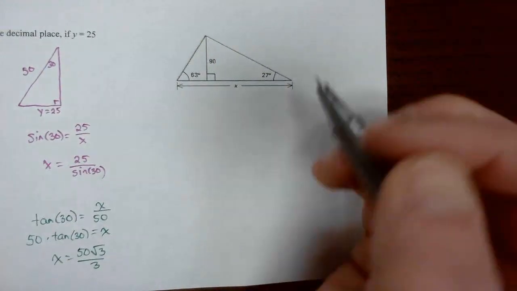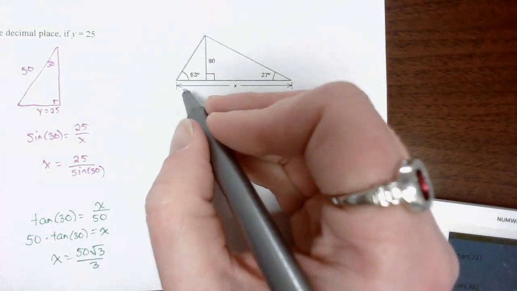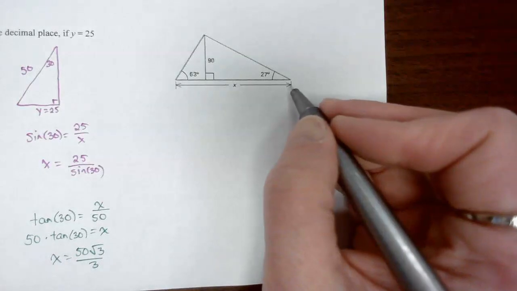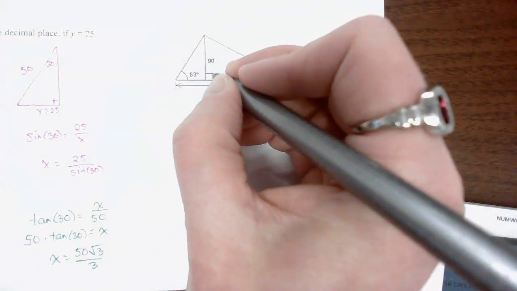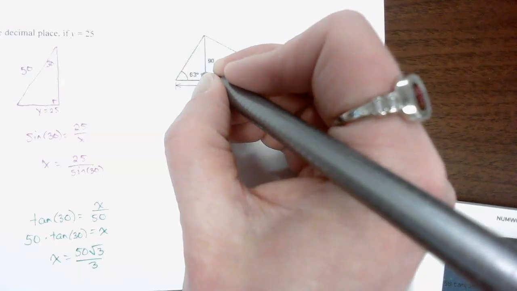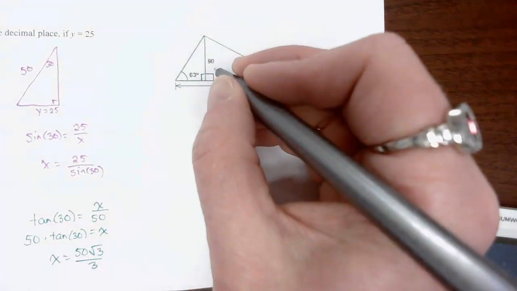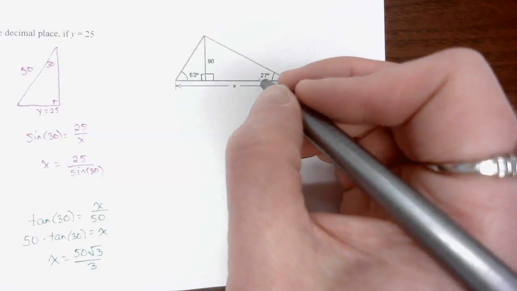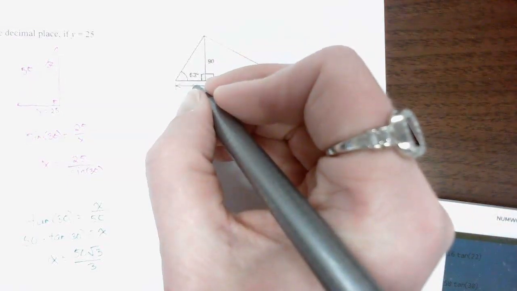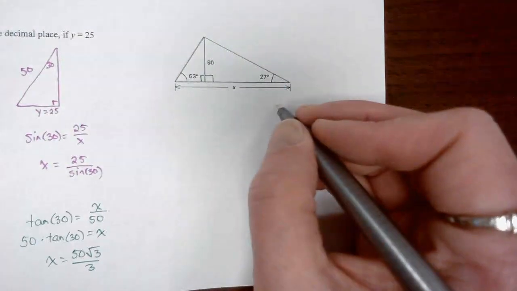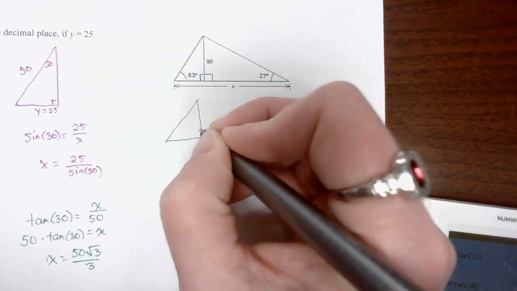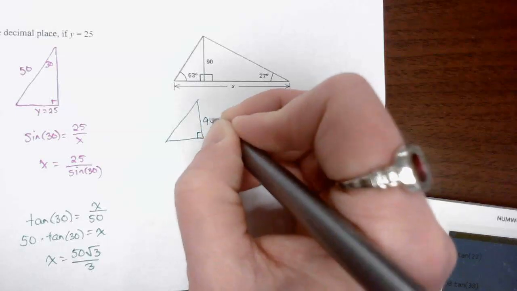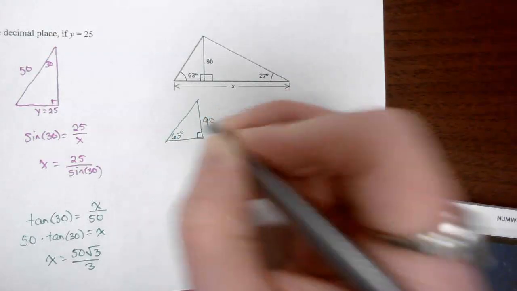Let's look at this next one. It's asking me to find this whole side x. Now, if this is a right triangle, so is this one. What I could do is split up each triangle and find the little side that makes up x. So I've got this one triangle here that has a 90 here and a 63 here.